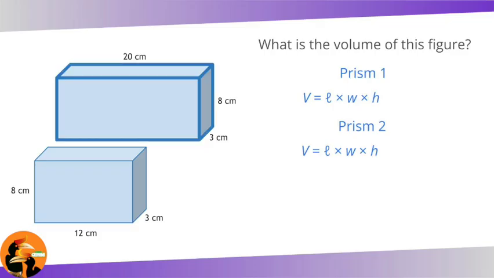Let's look at the first prism. The length is 20, the width is 3, and the height is 8. Let's multiply 20, 3, and 8 to find the volume of the first prism. We get 480 cubic centimeters.